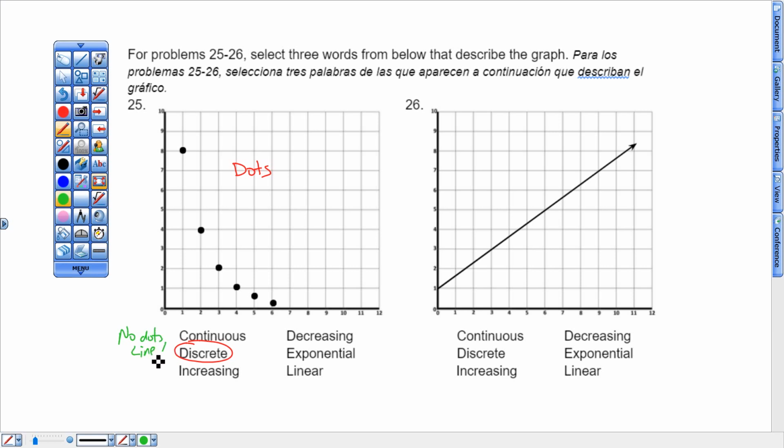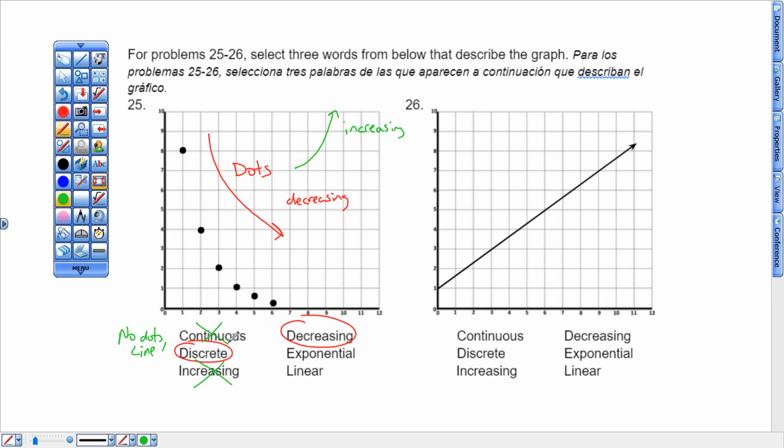All right, increasing or decreasing. This one, since it's going downhill from left to right, that is decreasing, downhill. Increasing would be going uphill. This is increasing. So since it's not going uphill, it's not increasing. Since there's no dots, no line, it's not continuous.